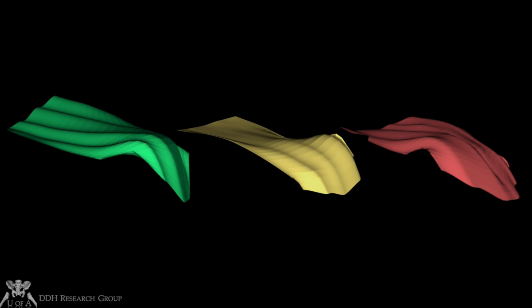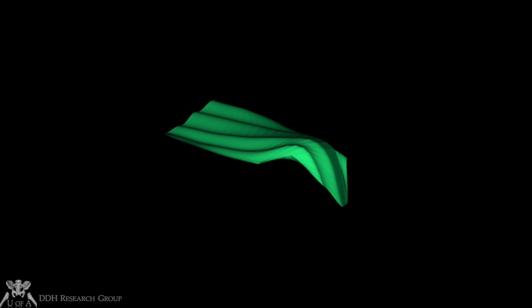Here we see three different infant hip models. The normal hip is shown in green, a borderline hip in yellow, and the dysplastic hip in red. To determine whether the hip is normal or dysplastic, we use an index called the acetabular contact angle, or ACA, which is generated from the 3D models.